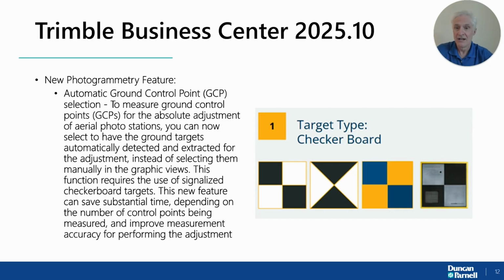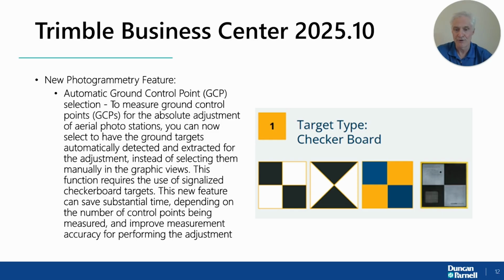2025.10. All right. For you guys doing photogrammetry, a cool new feature in 2025.10 is automatic ground control point selection. You can now have TBC select ground targets automatically. It will detect them and extract them for the adjustment. You have to use certain types of checkerboards. There's some examples here, but this new feature can save a lot of time, right? Depending on the number of control points being measured.